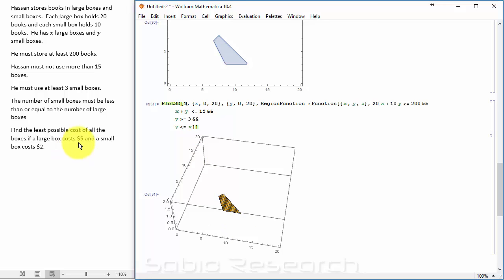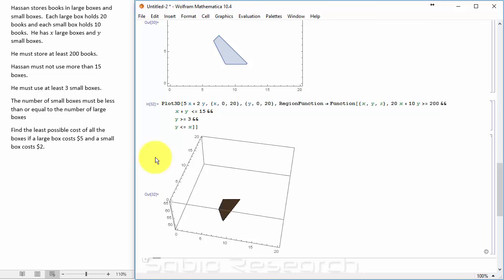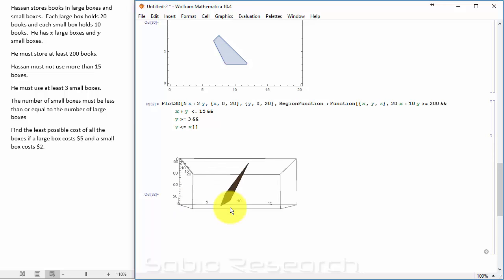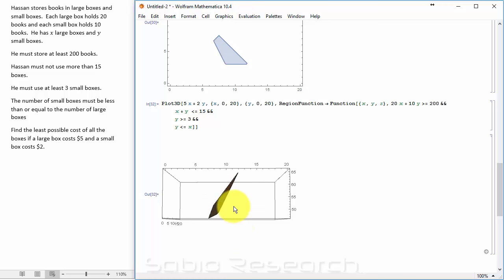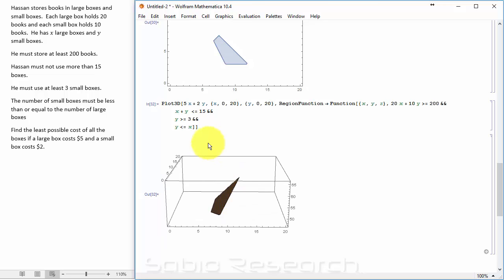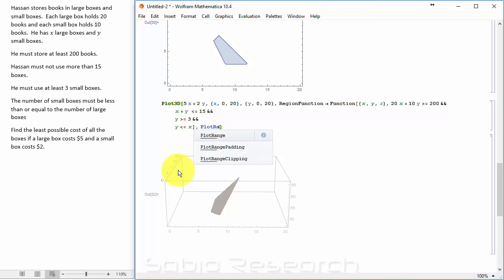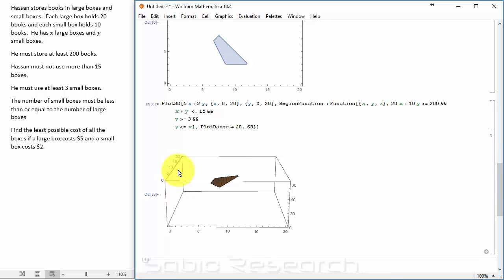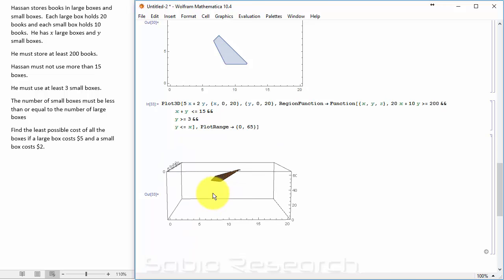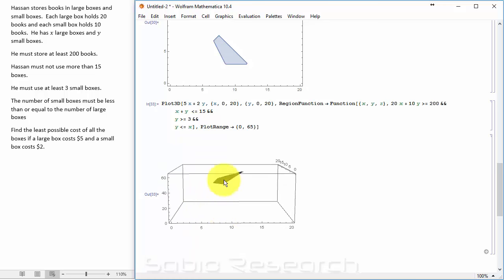The cost is $5 for the large one, so it's 5x. And then you have to pay $2 for the small one. There we go. That's what I have, and this is the plot you have. Now to make it a little easier to see, I'm going to set a plot range so that I can show you better. Plot range is from, say, 0 to 65. So when I do this, the shape that you saw below is now showing up here.